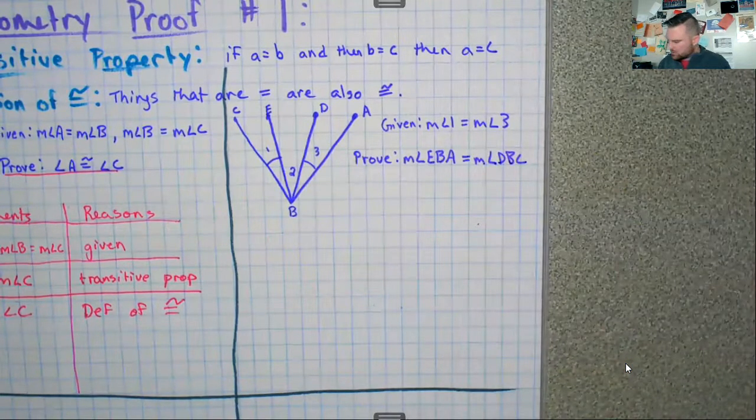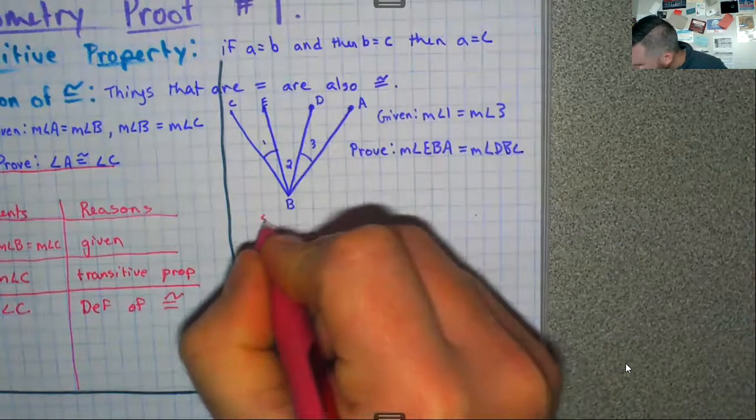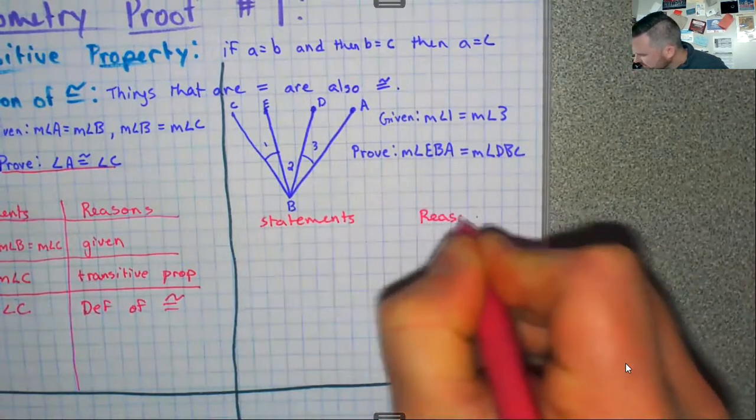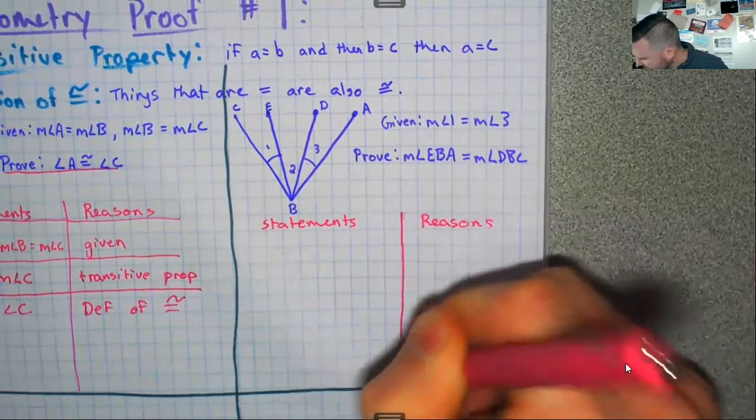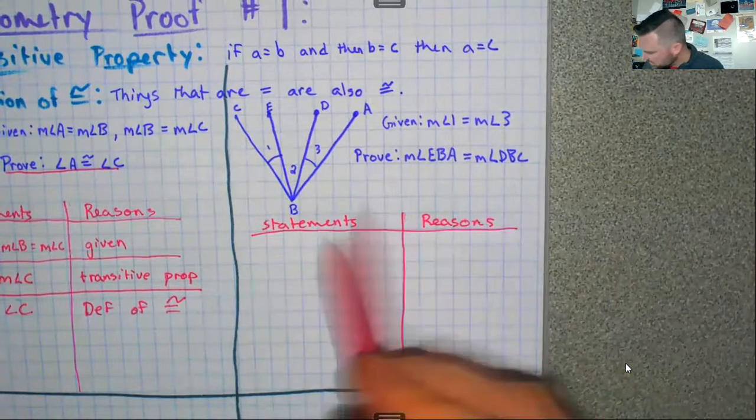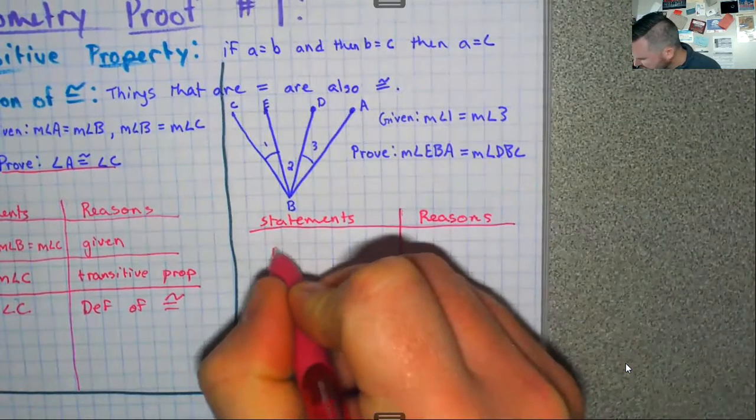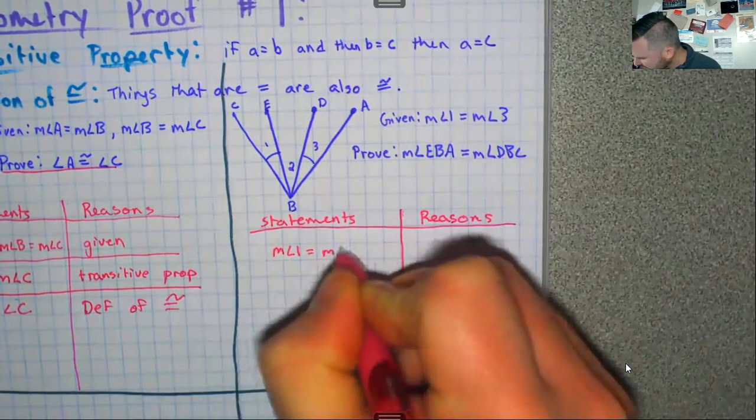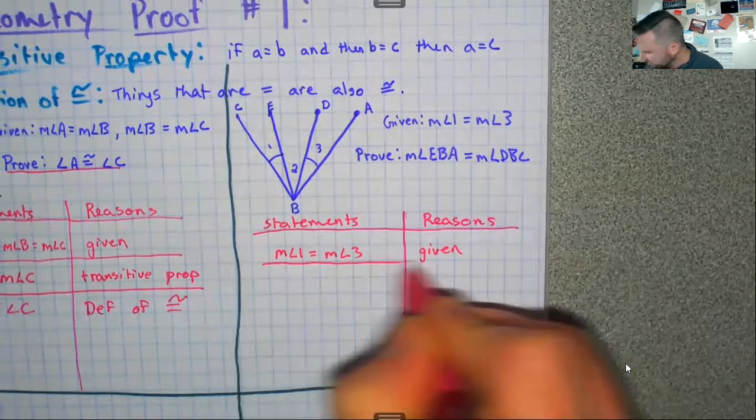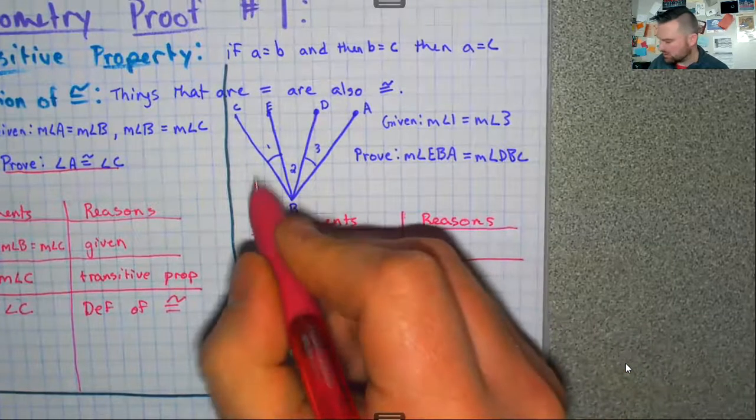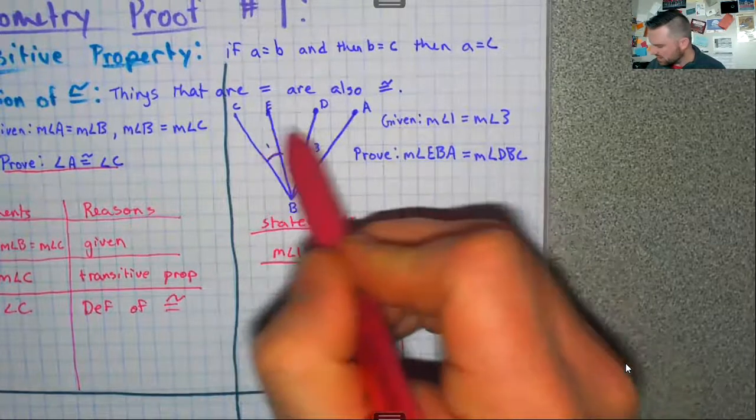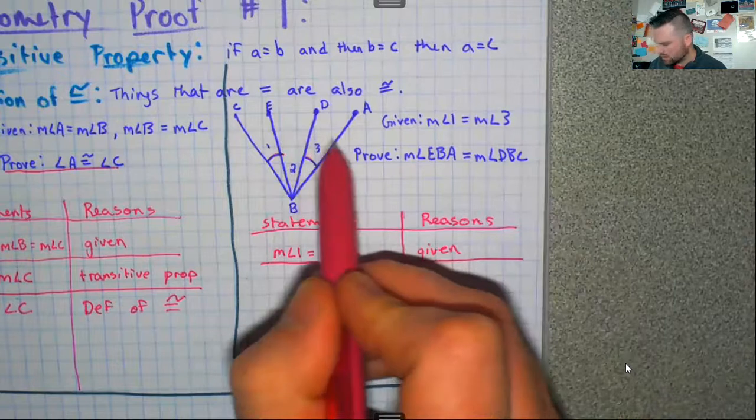Okay, so now I'm going to write my statements and my reasons. Like so. The first statement is what they provided me, which was the measure of angle 1 equals the measure of angle 3, and that is given. They've actually already written that on the picture here. If they didn't, I would come up here and just mark that. And I want to know that this angle right here is equal to this angle right here.